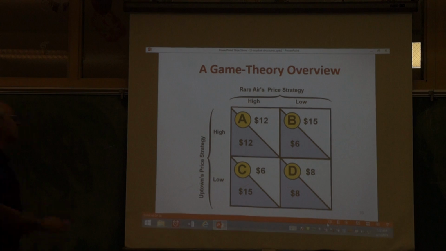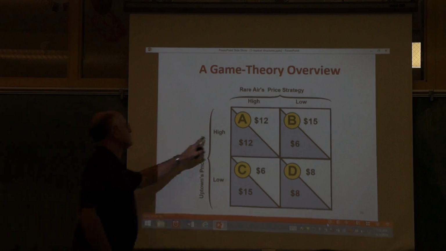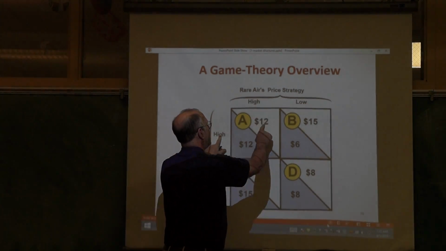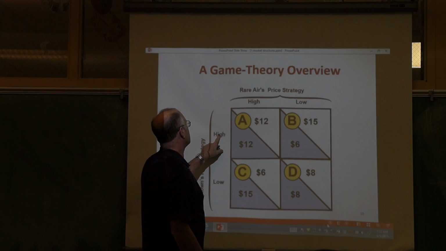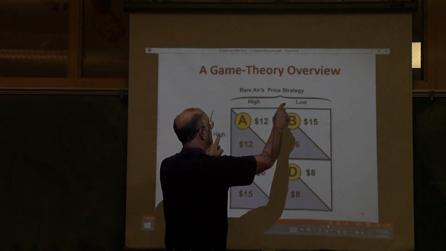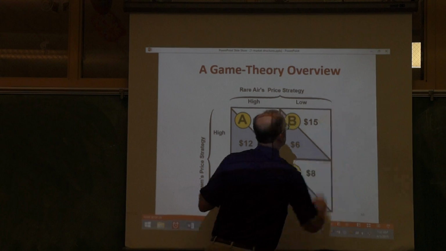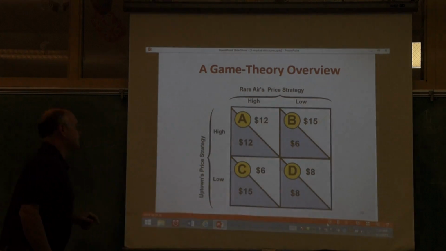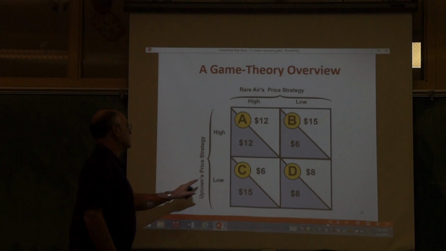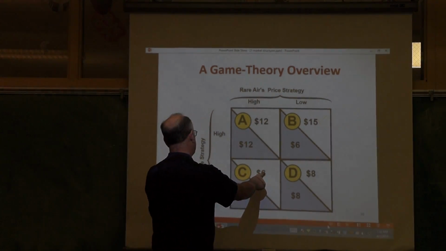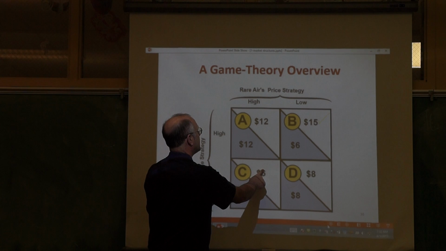Now, let's look the other way. If Uptown goes high and Rare Air goes high, Rare Air makes 12. If Uptown goes high and Rare Air goes low, Rare Air makes 15. Pays for Rare Air to go low in that situation. If Uptown goes low and Rare Air goes high, Rare Air makes 6.